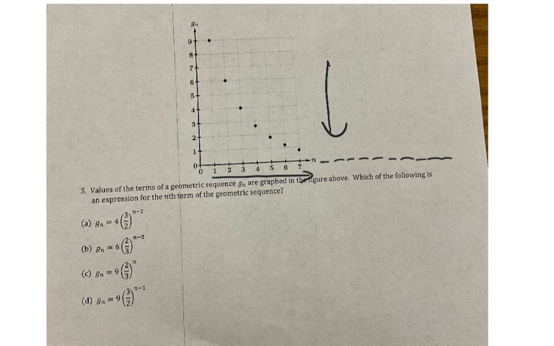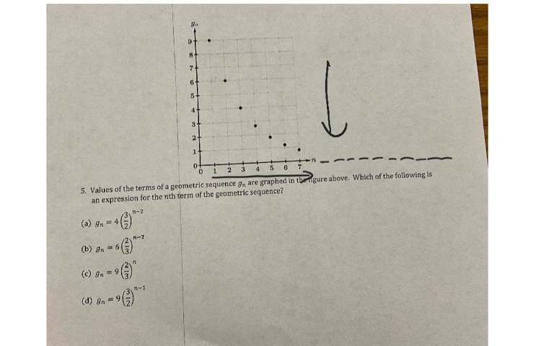What would be 2/3 to the first? 2/3. And then what's 2/3 times 9? 6. So this says when n is 1, the y value should be 6. But it should actually be 9. So let's try this one.